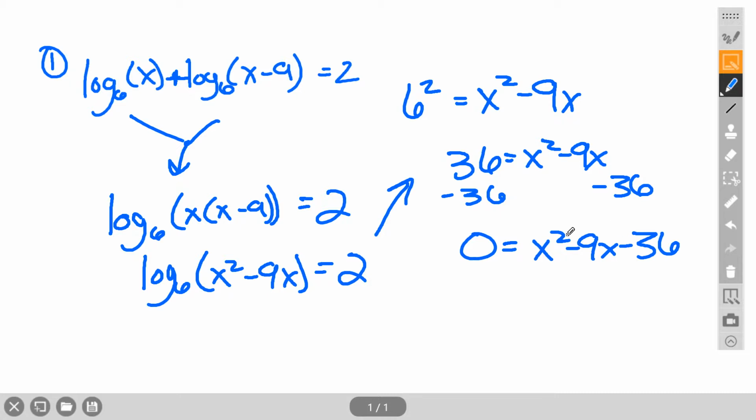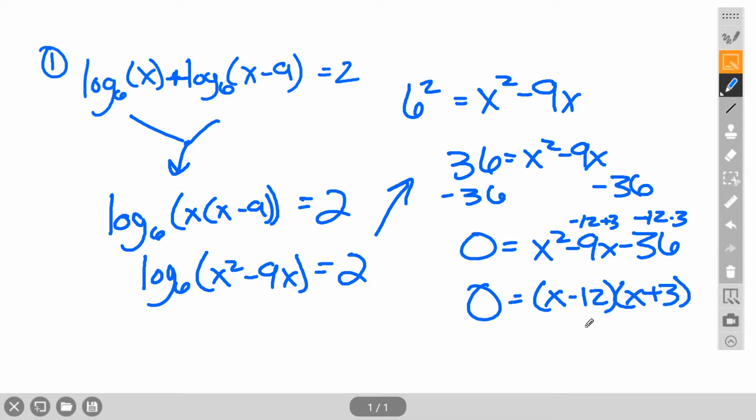So we're looking for numbers that multiply to 36 and add to negative 9. And that would be 12 and 3. This is negative 12 times 3. This is negative 12 plus 3. All right, so this can be factored as x minus 12 and x plus 3.